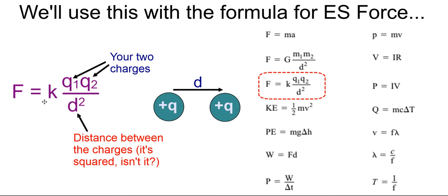Alright, so here is that formula. Here is the formula for electrostatic force. It's in your MCAS formula sheet. Now you can tell it's the right one because you see those Q's right there? Q is charge, isn't it? The one above uses mass, doesn't it? This one uses charge. And note on the bottom, distance. The distance between the charges is squared, isn't it? So here's our situation, represented in that formula.